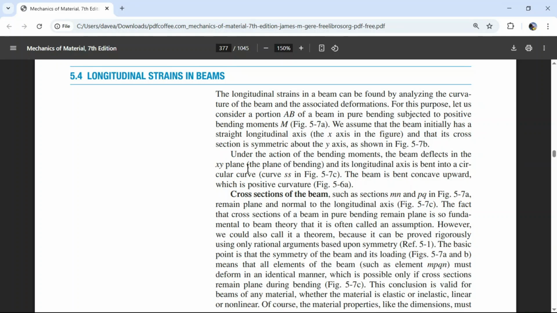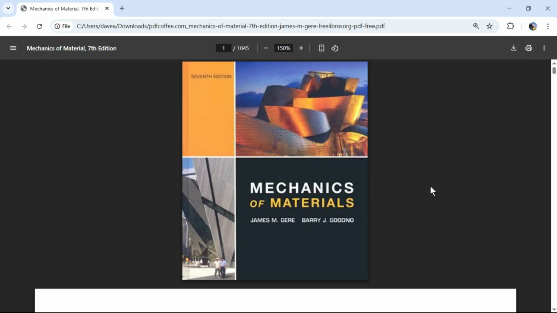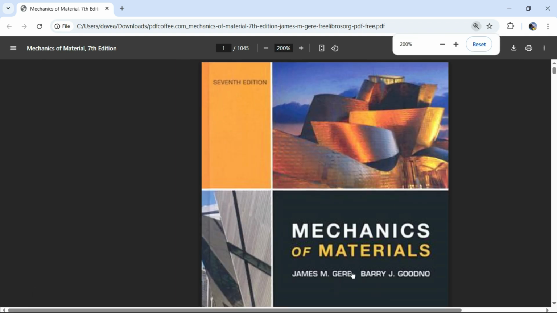All right, so we're going to continue on. This is section 5.4. What we're doing is beam bending. We're going to read textbooks, and the textbook that we're reading today is Mechanics of Materials by James M. Gere and Barry J. Goodno.